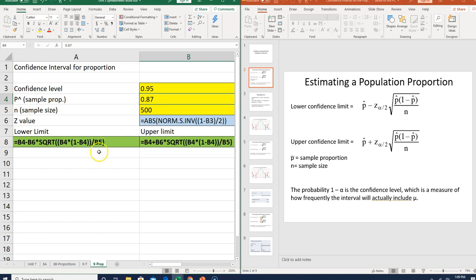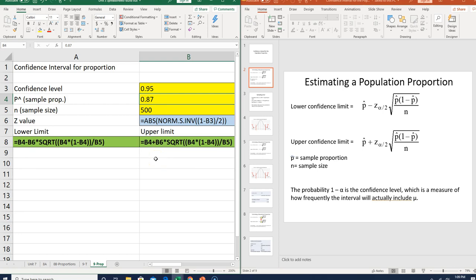So it's a lot of parentheses. You've got to get those right. But once you do it, that's all there is to it. Now, I'm just going to retype the same exact formula here. The only difference is I'm going to put a plus in between the B4 and the B6. That's all I have to do to set this up.